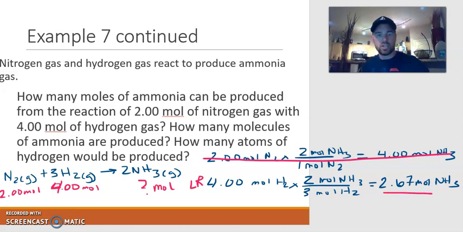And notice you wouldn't have been able to predict that just simply from the quantities 2 and 4, because a common mistake students make is they think, oh, okay, well, 2 moles of nitrogen, 4 moles of hydrogen. Oh, you have less nitrogen, so nitrogen is the limiting. Not necessarily, because remember, the mole ratios are different. So you have to actually do the stoichiometry to figure out which is the limiting reactant. So how many moles of ammonia can be produced? We just solved that, 2.67 moles of ammonia.